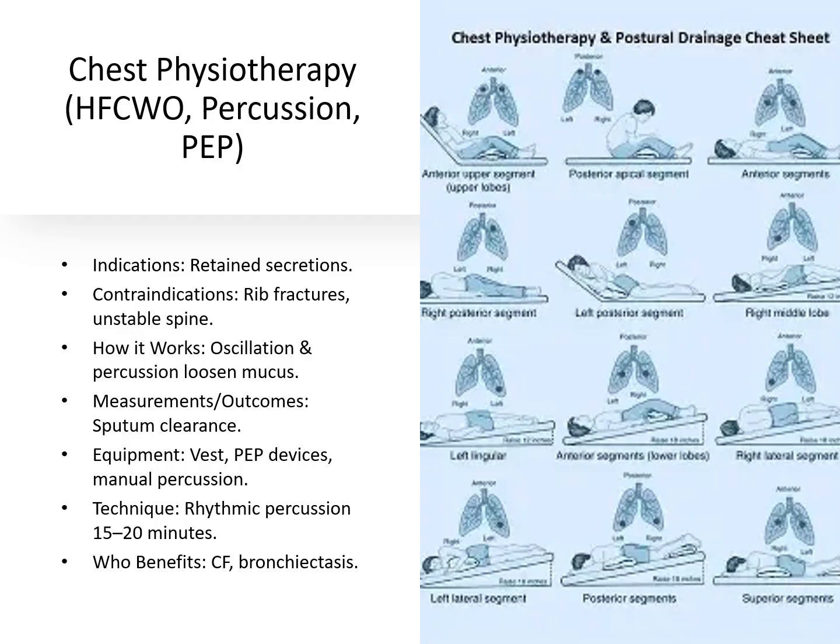Equipment includes vests, PEP devices, and manual percussion. Technique involves rhythmic percussion for 15 to 20 minutes. Patients with cystic fibrosis or bronchiectasis benefit the most.